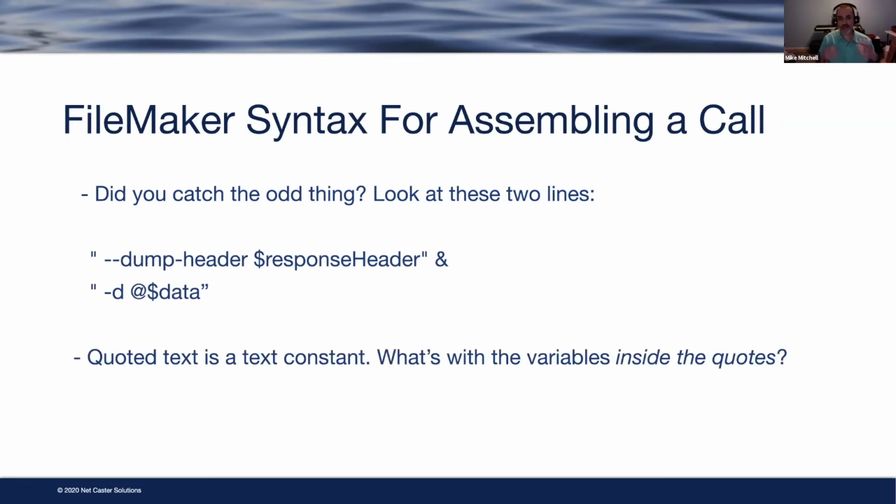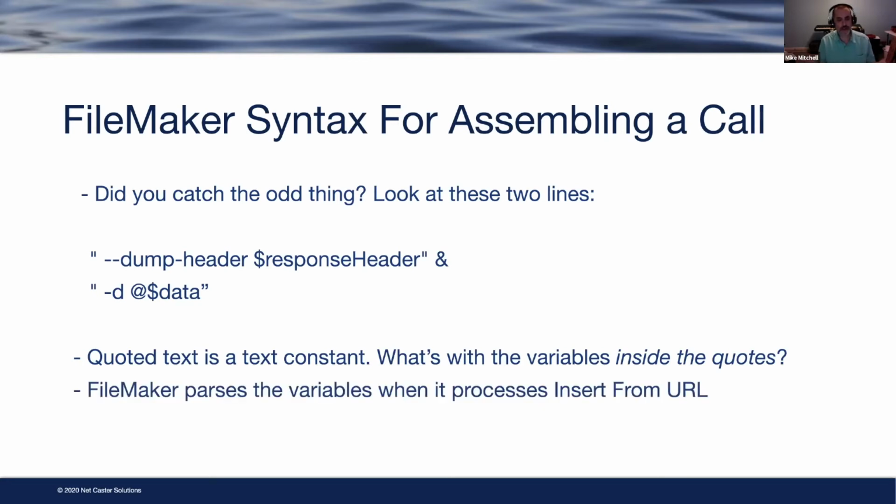Why do we have variables inside quoted text? Won't FileMaker just parse that out and just say $response header, $data? Well, as it turns out, when it processes the insert from URL script step, which is what we're going to use to interact with the API, it actually parses out these variables correctly. If I have a $response header, it's going to dump the header information into that variable, which I can then extract with my script after the call.